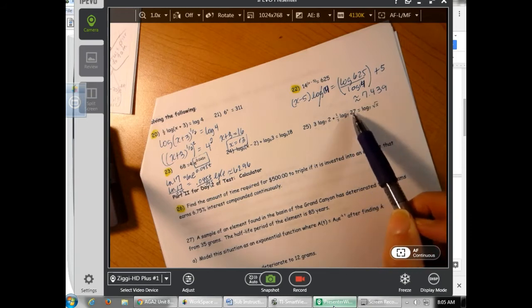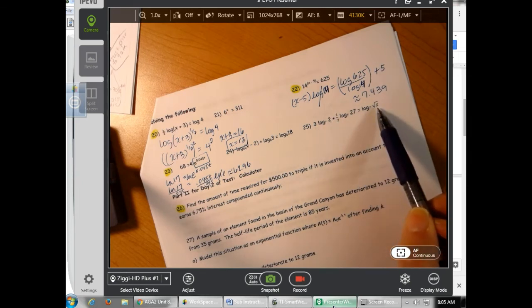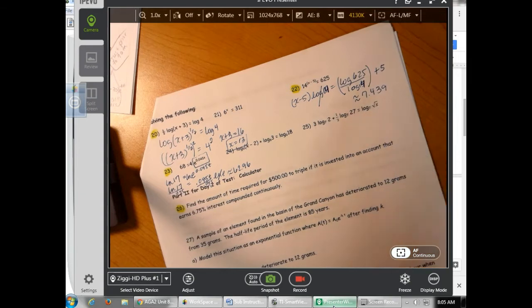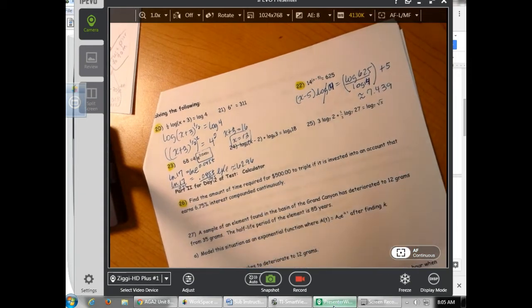Then you can multiply the 3 with the 8 and set that equal to the square root of x. So make sure to do that problem. But I've specifically picked these problems after looking at the test, just making sure we're covering everything.